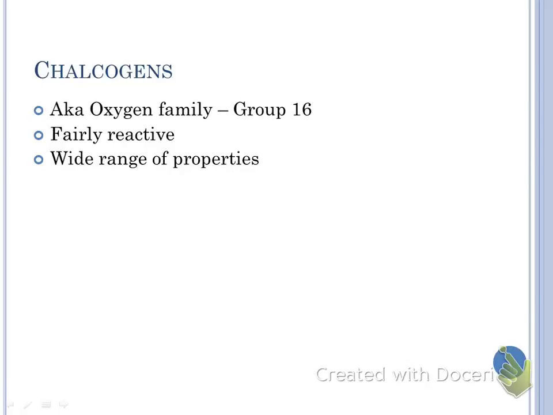Okay. In group 16, we have kind of a wide range of properties. So if you look at your periodic table, you'll see that you have some nonmetals, you have some metalloids, and you have some metals within that chalcogen family. Okay, if you shaded your periodic table, you might see that transition of color. Right? We have some nonmetals, some metals, and some metalloids. Okay? Oxygen is the only one in the chalcogen group that is a gas at room temp. Everything else is a solid at room temp.